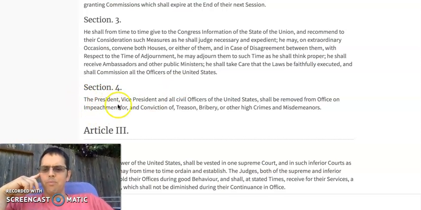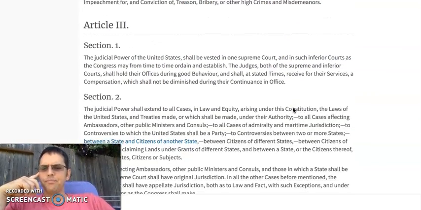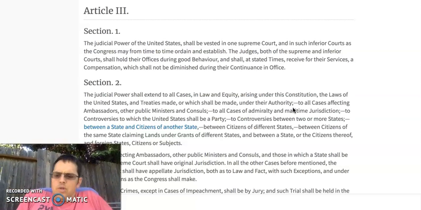Section 4. The President, Vice President, and all civil officers of the United States shall be removed from office on impeachment for and conviction of treason, bribery, or other high crimes and misdemeanors. Here we go. Article 3.